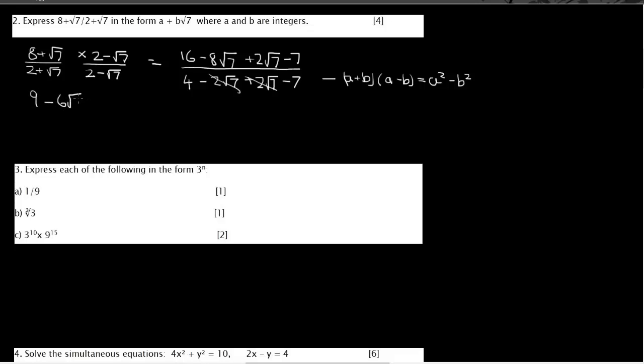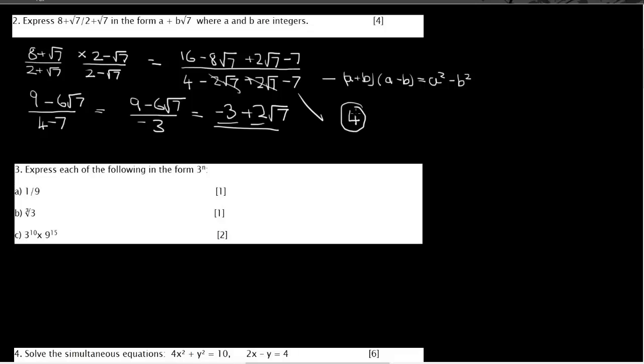So collecting terms, that gives us 9 minus 6 root 7 over 4 minus 7, which is minus 3. That gives us 6 root 7 over minus 3. And divide by minus 3. Minus 3 plus 2 root 7. That's the answer. So a is minus 3, b is 2. So we get 4 marks for that.